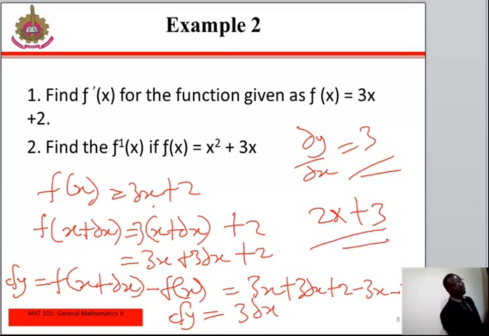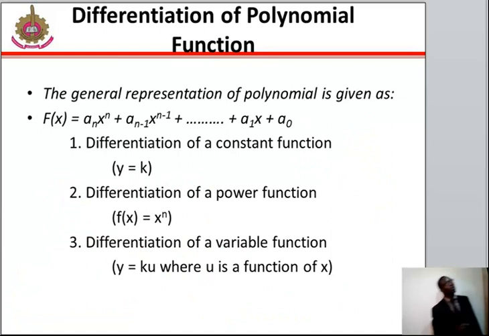The second example. Now let us go to differentiation of polynomial functions. Do not forget, you have been taught under polynomials the general representation of a polynomial function, which is written here: f of x equals a subscript n x to the power n plus a subscript n minus 1, like that, till you get to a subscript 0.